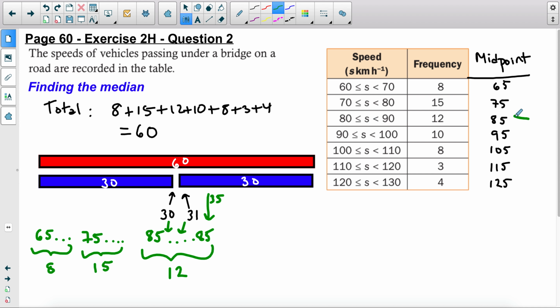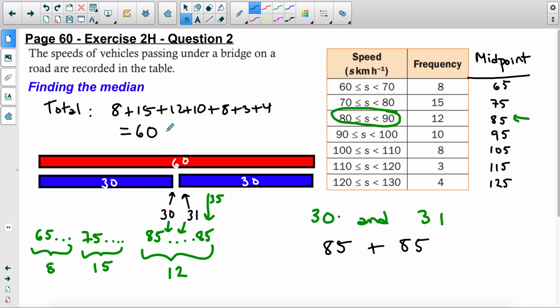So I'm looking at this class. I'm not sure which values to take. Should I take 81? Should I take 85? Is it 89? We're not sure. Is it 87.9? We're not sure. So we only take the midpoint, or the mid value. And so my 30th and 31st pieces of data are 85 and 85.